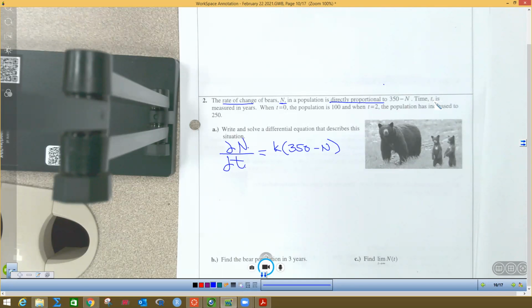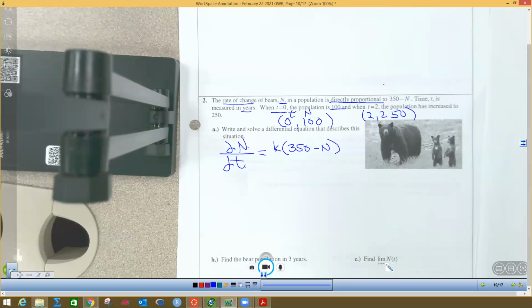Okay, so anyway, time t is in years. When t equals 0, the population's 100. So I'm going to write that down. That is the original start of my bears. So at time 0, my number of bears is 100. And when t equals 2, the bears have increased to 250 bears. So I have those two ordered pairs. Now I'm going to be able to find C, I'm going to be able to find k, I'm going to be able to answer all kinds of questions.